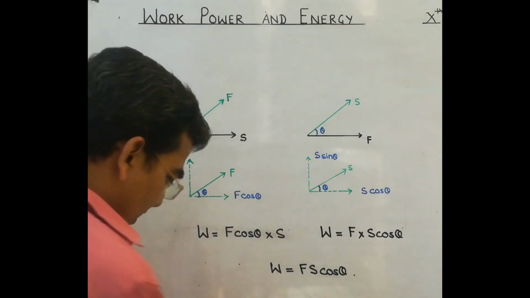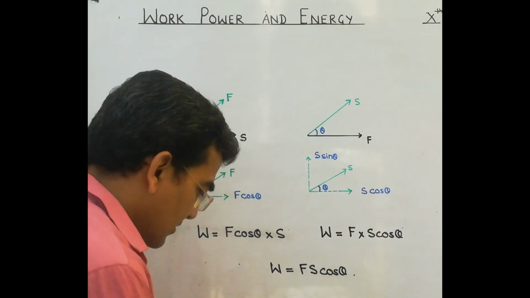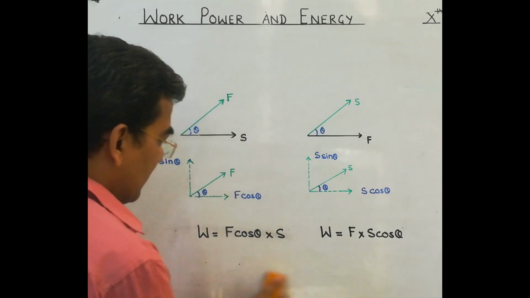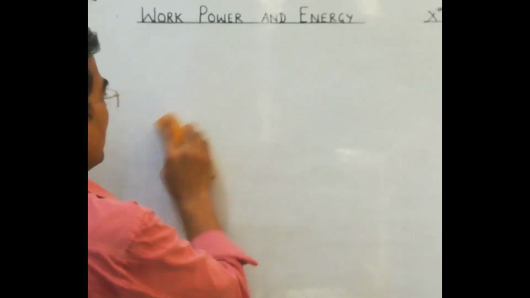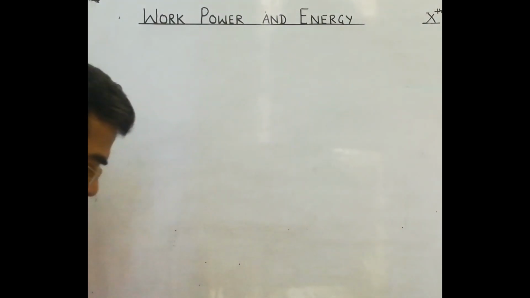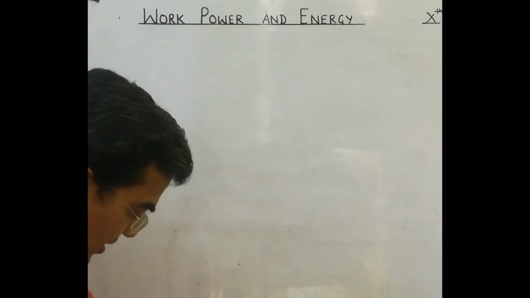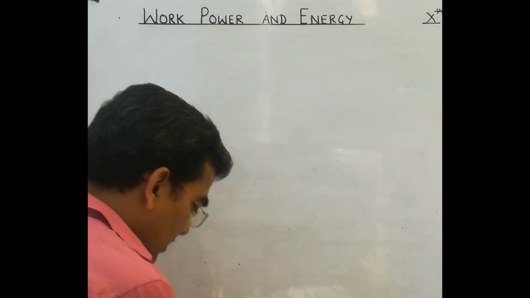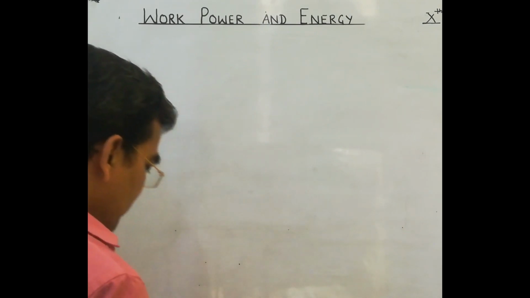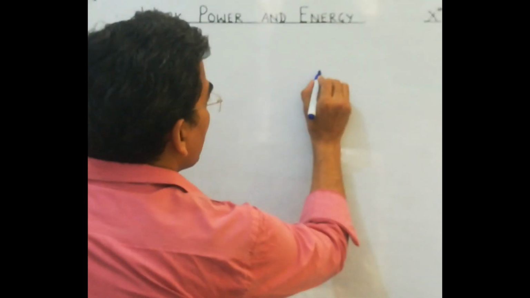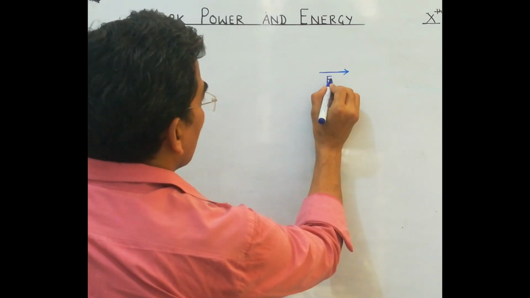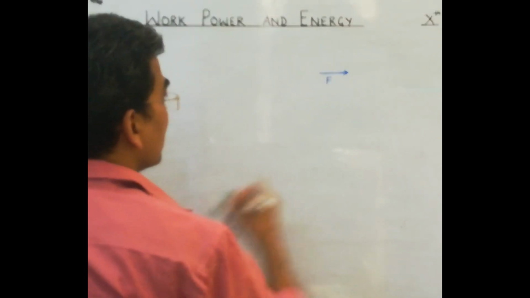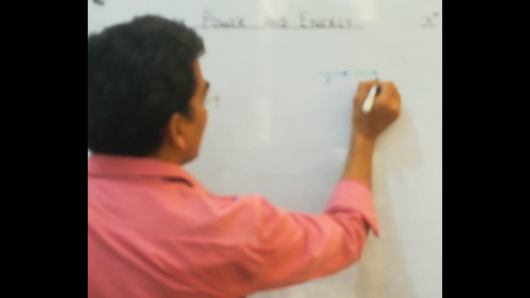Okay, now next we have in the notes the special cases. Now we have some special cases of work done. The first case is when force and displacement both are in the same direction. Suppose this is the direction of the force and same is the direction of displacement. Both are in the same direction.